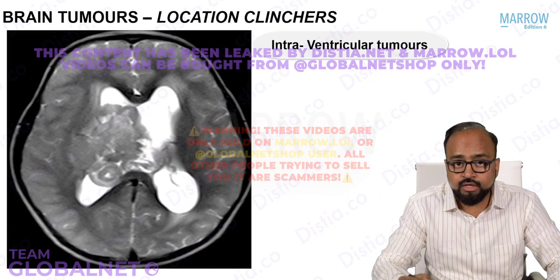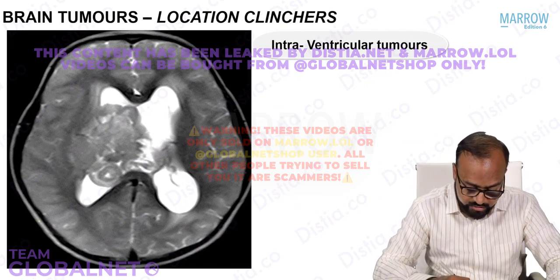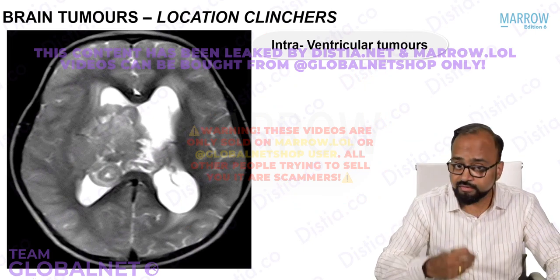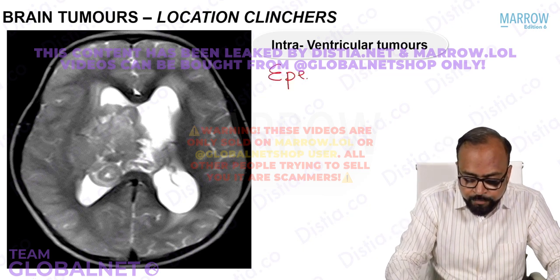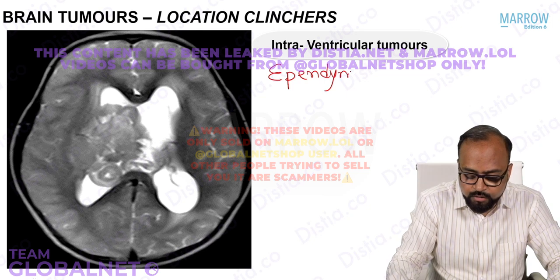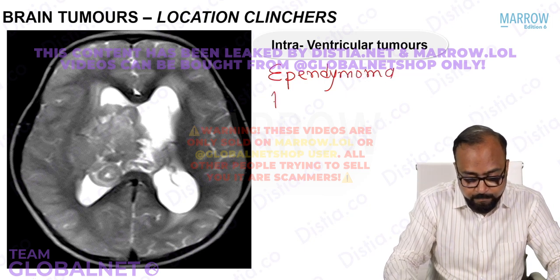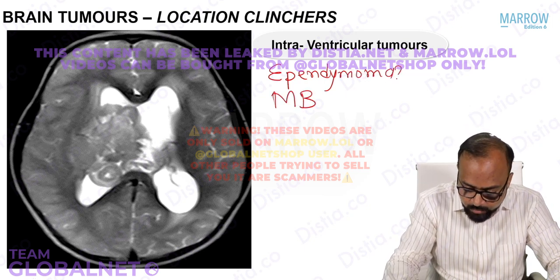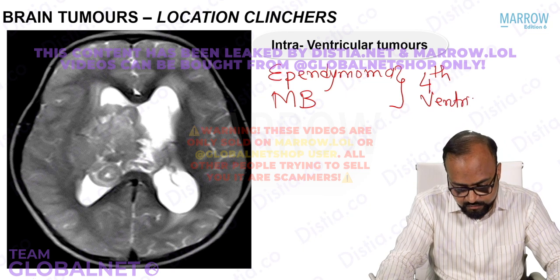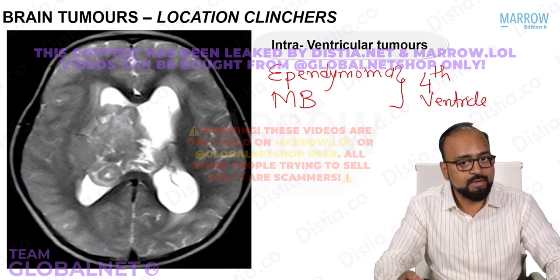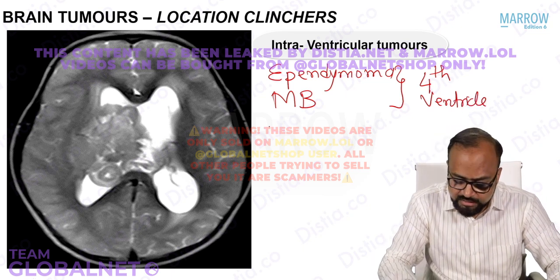Yes. Now if you see a tumor occurring within the ventricular system, this is again a very specific site, right? So usually these tumors include ependymoma, right, medulloblastoma. Ependymoma and medulloblastoma mostly are seen in or around the fourth ventricle, and we'll see these as we go ahead.